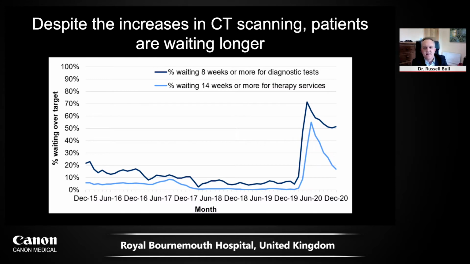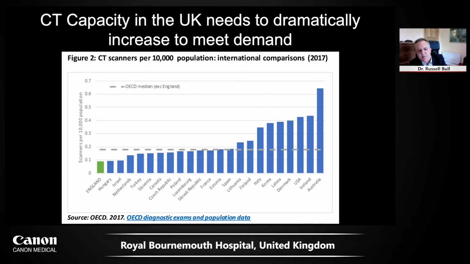So despite the increases in CT scanning, patients are waiting longer. This is a graph here. It shows towards the end that, despite all of our increase in CT scanning, patients are waiting longer and longer. Even though we've got more capacity, people are waiting a long time because CT is used so much more. CT capacity in the UK is not very good at the moment. We're right at the bottom of the European League, and we need a lot more CT scanners per 100,000 population to meet even the current demand, let alone the future demand.